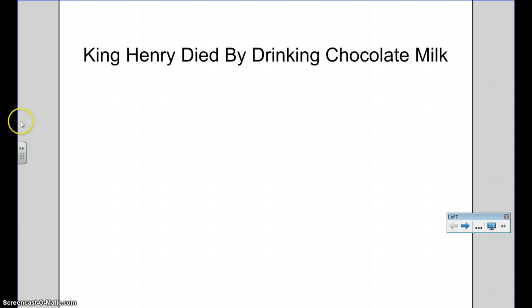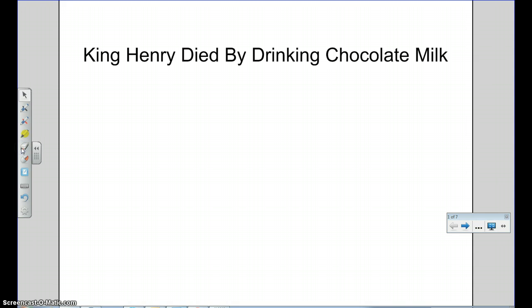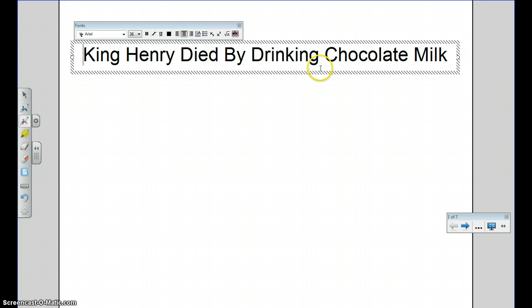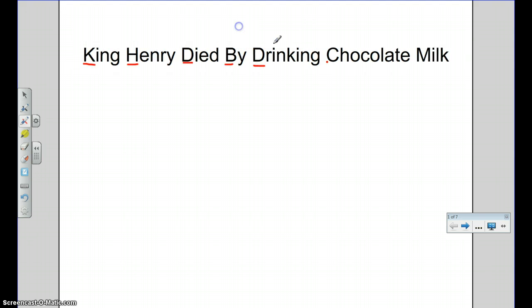Okay, so here we go. We're going to move on to some examples. You notice again my mnemonic device, King Henry died by drinking chocolate milk. I'm going to go ahead and point this out to you again one more time, that each of the beginning capital letters or initial letter of each word stands for a different unit of measure in the metric system.